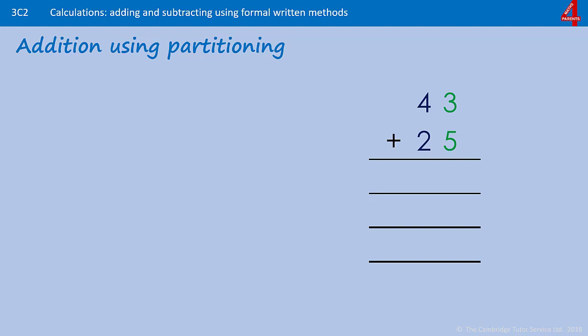Using partitioning for addition can sometimes seem a little long-winded, but for many children it's a great help getting them to understand what's happening to the numbers when they move on to the more formal column method. When we're partitioning, we're just separating out the place value of each number. So 43 here, for example, is 4 10s and 3 1s.